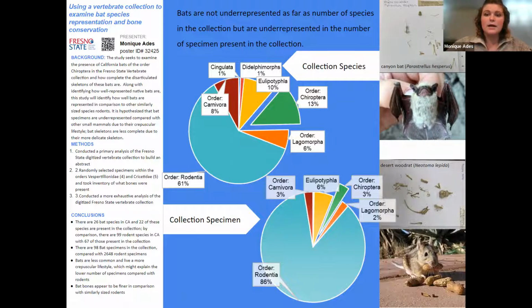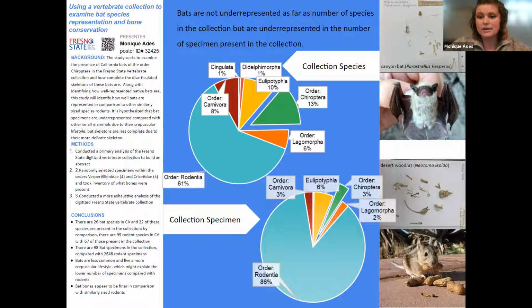Getting over to the very right side here, these are 2 of my randomly selected skeletons. I have my canyon bat, which is Parastrellus hesperus. You can see what it looks like alive there. And then down below, I have my desert wood rat, which is Neotoma lepida.